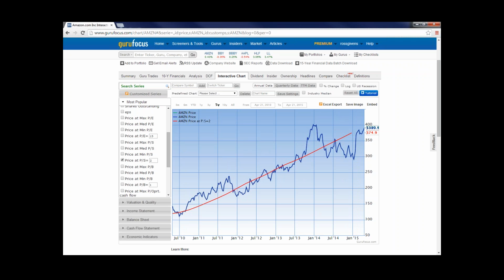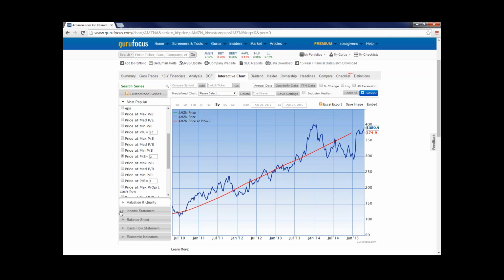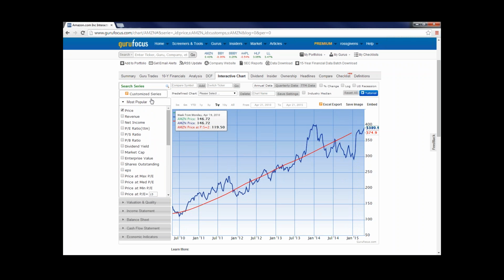And Rod asks, how is the median price to sales under valuation and quality section different? Rod, good question. It is not. Okay, so all the indicators are found in here. This top section we're in is just the most popular one. See that heading right there? So it's pulled some from each of these and put it up top here.